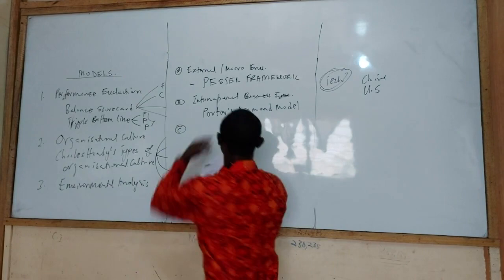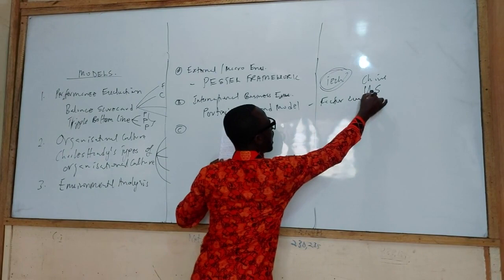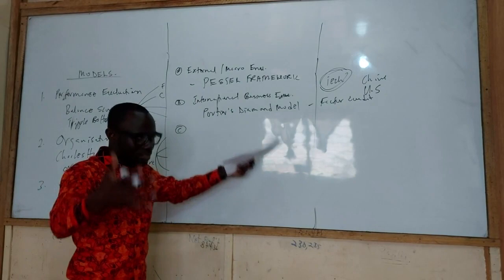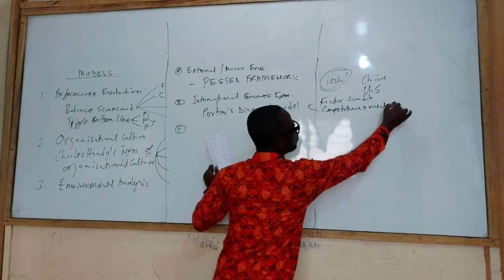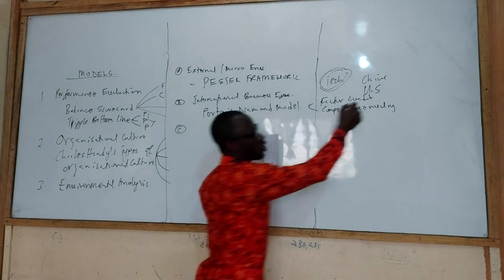So here we'll be looking at the four factors. The first one is factor conditions. That has to do with the availability of factors of production in the countries. China, they have it, but Ghana, we have a problem. Another thing has to do with the competitive rivalry in the local country. So in a local country like Ghana, what is the competitive rivalry there? Strategy is also there.